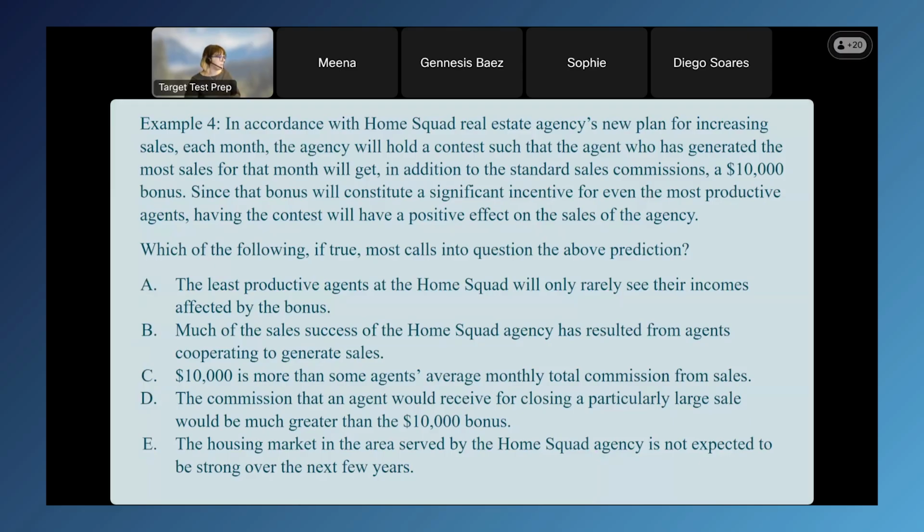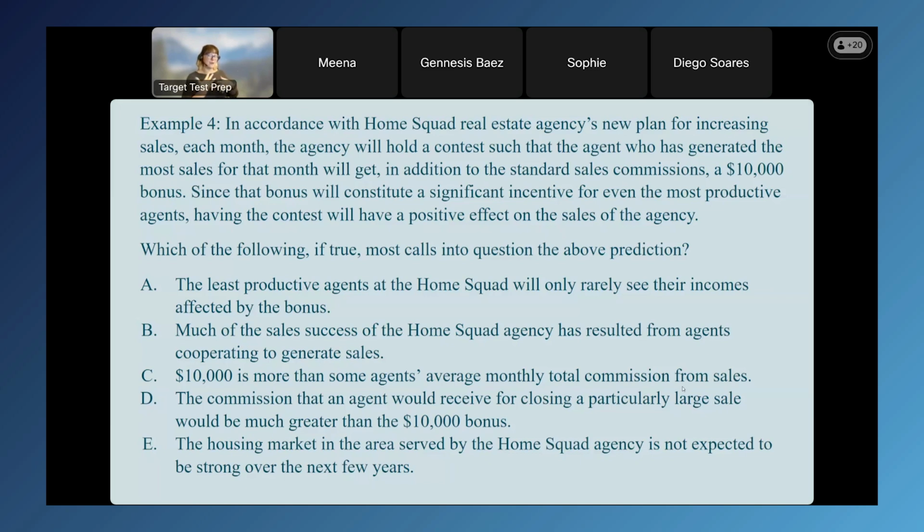Can I explain B again? So much of the sales success of the Home Squad agency has resulted from agents cooperating to generate sales. Only one person is going to get the bonus. So let's say you worked at this office and you all worked together to get sales before the bonus came into play. And you were happy with that for whatever reason, but now there's this bonus and it only goes to the person that gets the most sales.